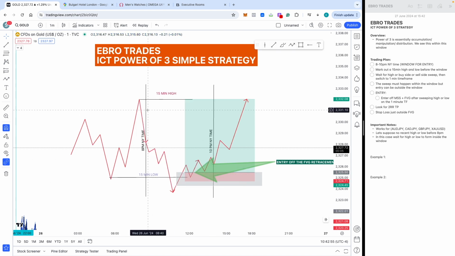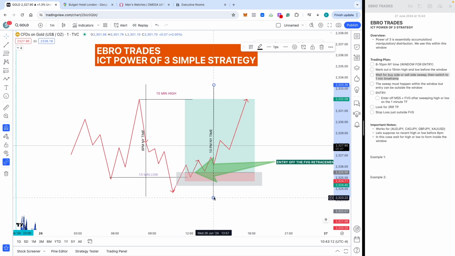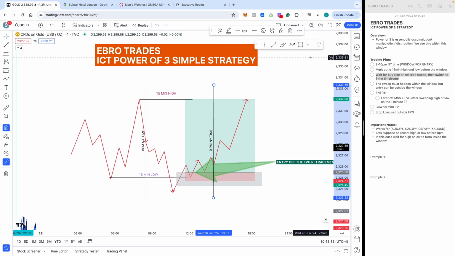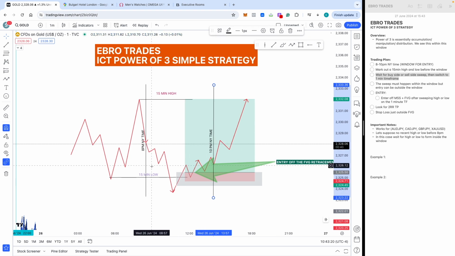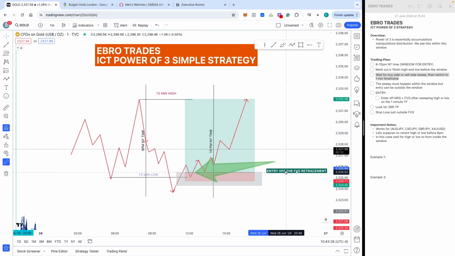Right? We are then waiting for the high. So we're either waiting for this high or this low to get swept. So we are waiting for buy side or sell side to get swept on the 1 minute time frame. As soon as we enter our trading window, which is from 8 p.m. to 10 p.m. New York time, we are immediately switching to the 1 minute time frame and we're waiting for the high or the low to get swept. As soon as the high or low gets swept, we are waiting for a market structure shift paired with the formation of a fair value gap.